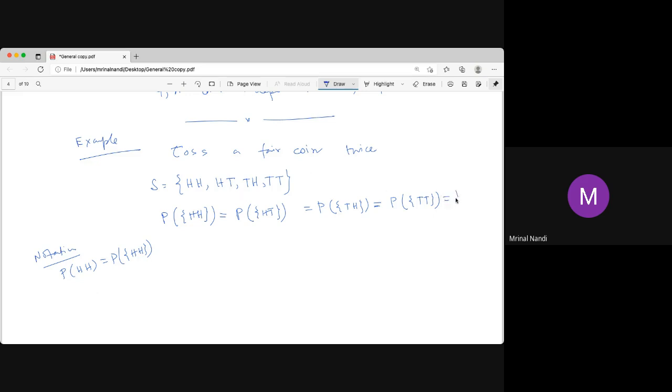Now these are all 1/4, right? 1/4 because all have equal chance, because this is a fair coin. Probability of head and probability of tail are the same, one half.